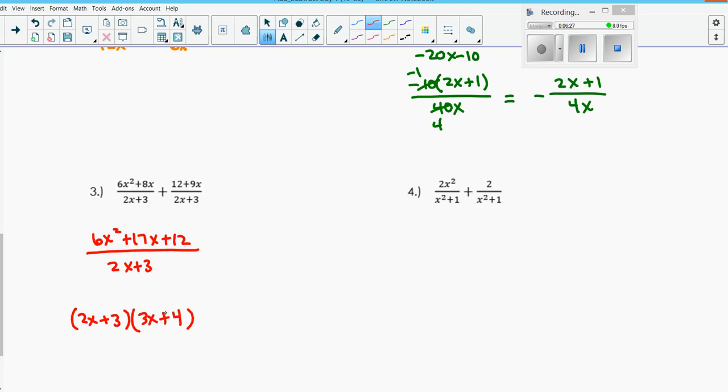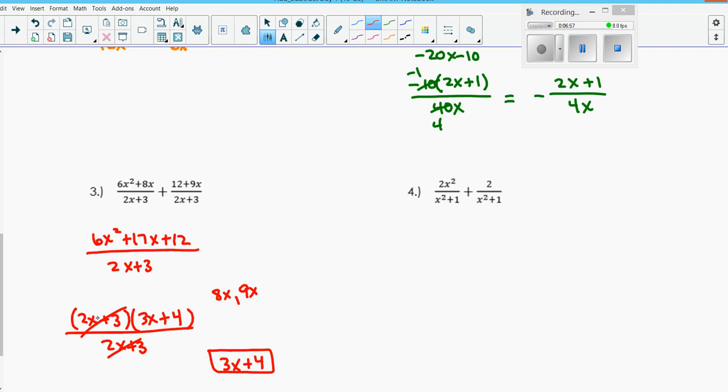So now I want to check and see if that actually gives me my middle term. So these two give me an 8x, and these two give me a 9x. And when I add those, notice I got 17x. So it does factor. And it factors over this, which means this cancels, and my final answer is a 3x plus 4. So that's not going to work every single time where I kind of go backwards through factoring.